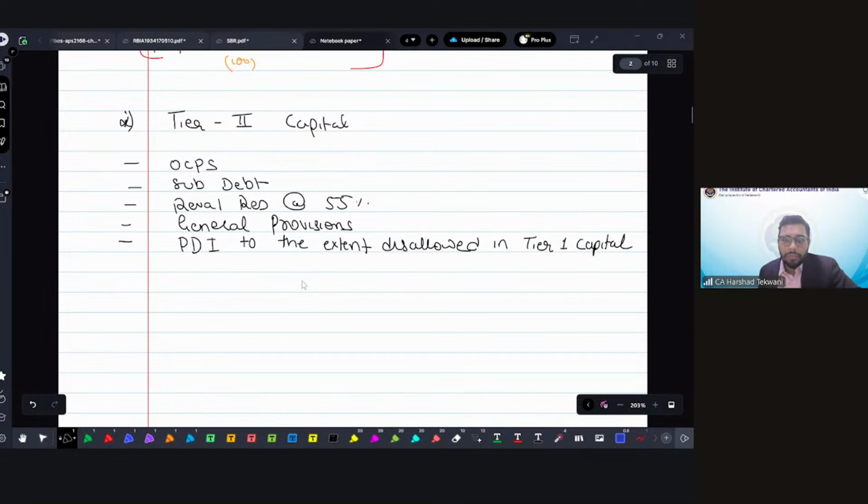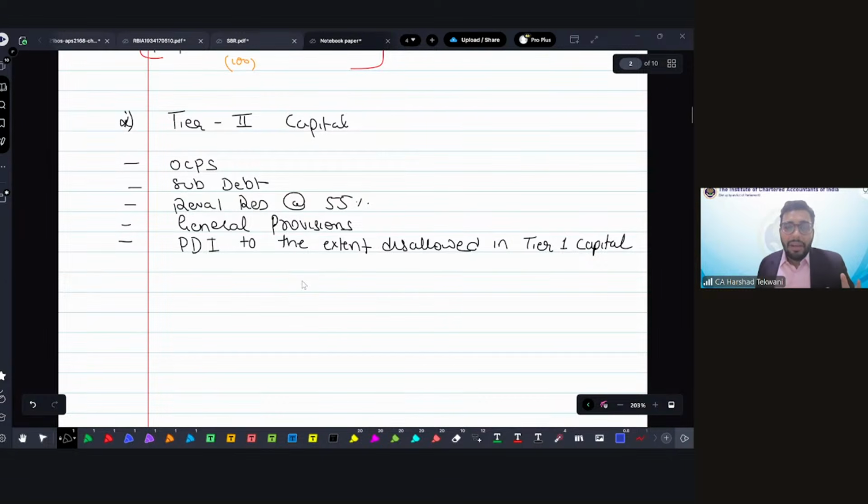Any doubt? See, that is the definition of tier 1 capital. That is the definition of tier 2 capital. That was the definition of own funds.